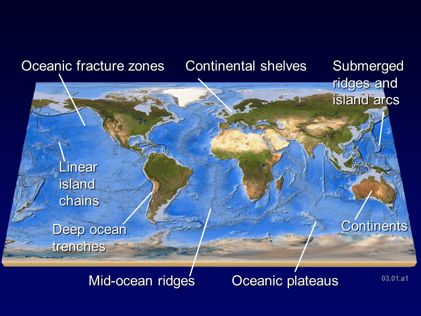Next we have continental shelves, and this falls under the category of on the border between ocean and land. This is the shallow area adjacent to continents. So that's the light blue area. You can see it up around northern Europe.